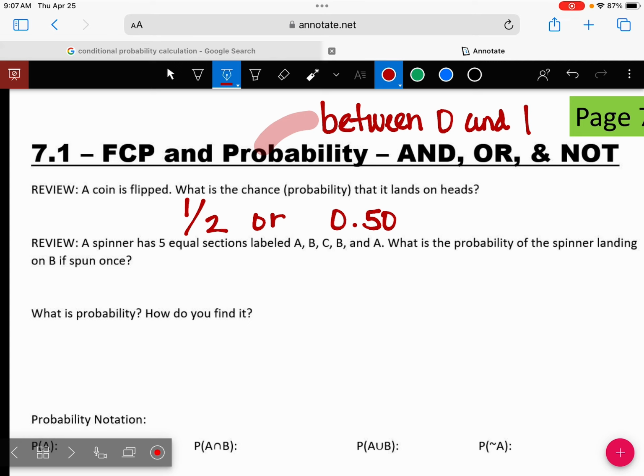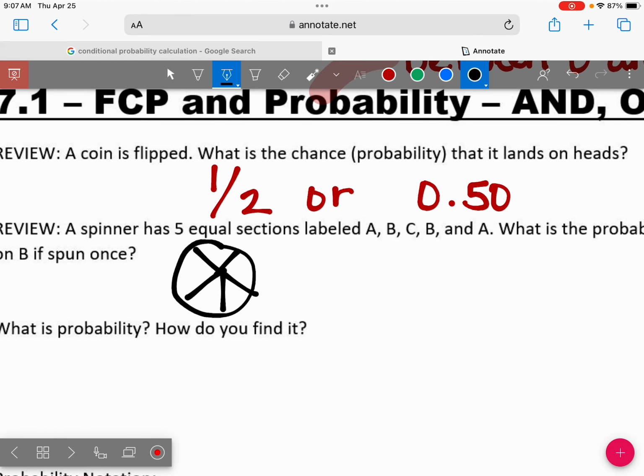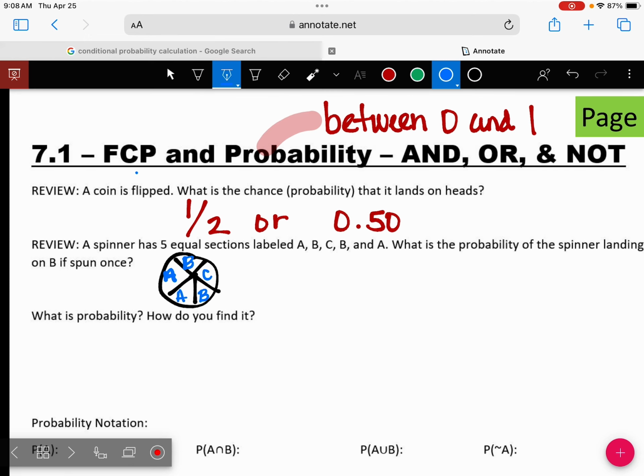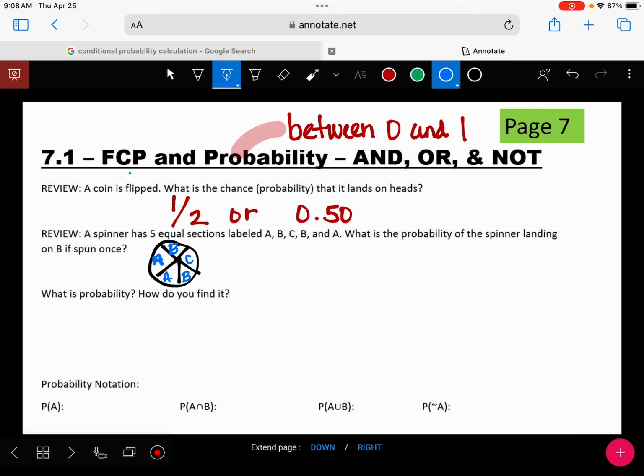If you have a spinner, let me go ahead and try to draw a spinner. It has 5 equal sections, and they're labeled with letters. A is on 1, B, here, let me back up because that's kind of thick. B, C, B, and A. What's the probability that the spinner will land on a B?